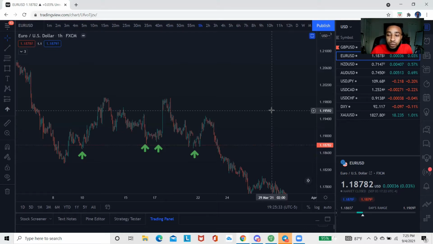Now, with the support, remember, you want to be looking to buy off the support, but the thing you want to see is whether the market has actually retested, what's called retesting the support.